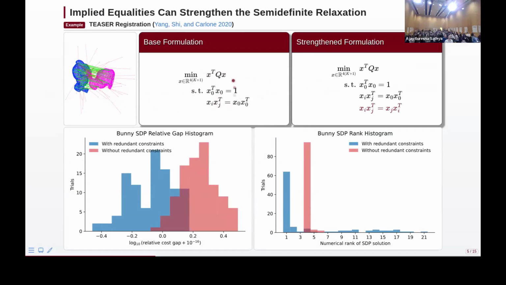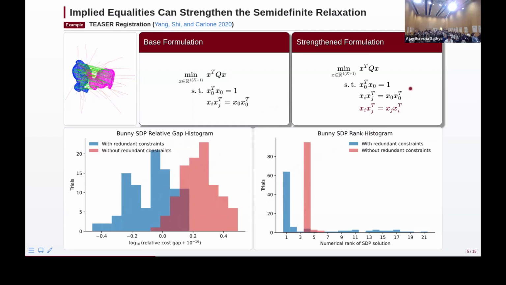The famous example of this in the literature is from Heng Yang's TEASER paper, where he gives a QCQP formulation of robust rotation estimation, and it's very important that he adds this redundant equality constraint. All you really need to take away from this is that these two programs have the same feasible set, but when you take their convex relaxation, they give very different performance. A shift left is good because it means I'm getting closer to the true optimal value and recovering the optimal solution more often. And in blue, you're seeing that the strengthened formulation performs much, much better.